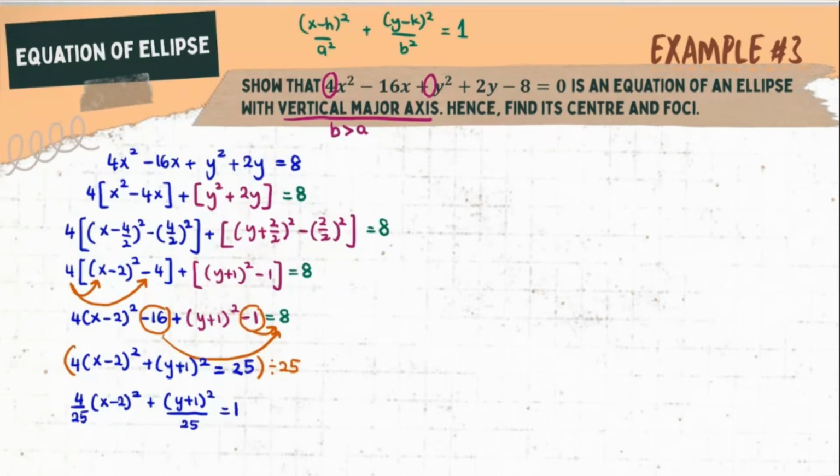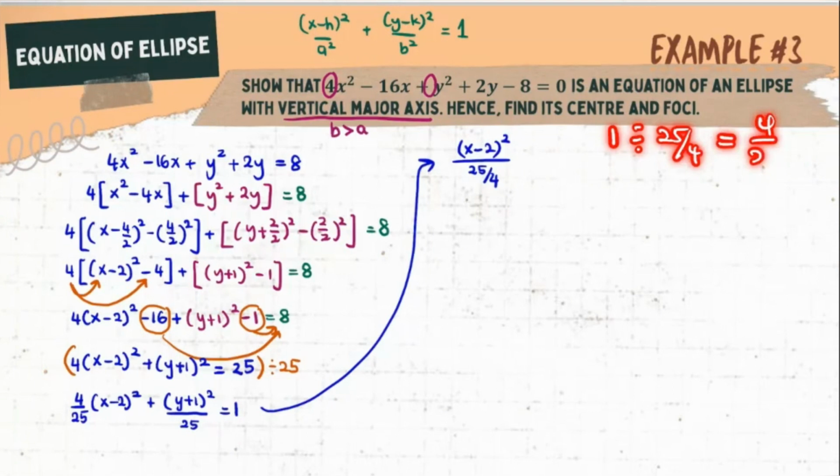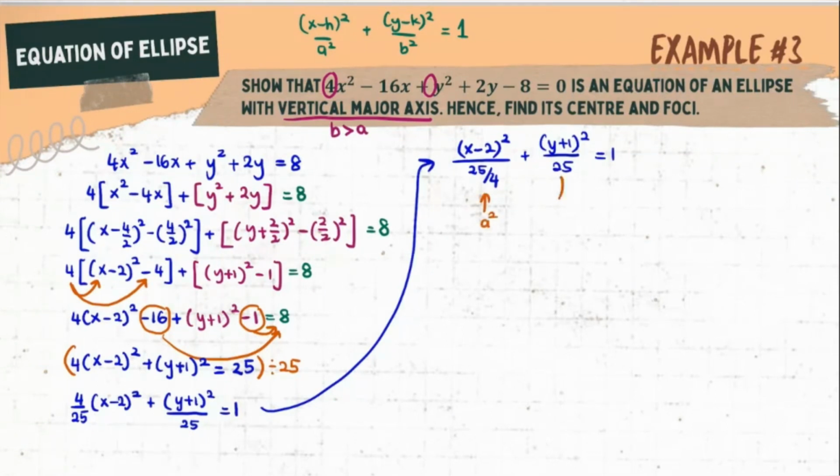Okay, but you see the constant in front here is 1, so I want to move this 4 downwards. So it will become like this: (x minus 2) squared over 25/4. See? 1 divided by 25/4, you will get 4/25 which is this value. Okay, so it will become this, and plus (y plus 1) squared over 25 is equals to 1. So this is a squared and this is b squared.